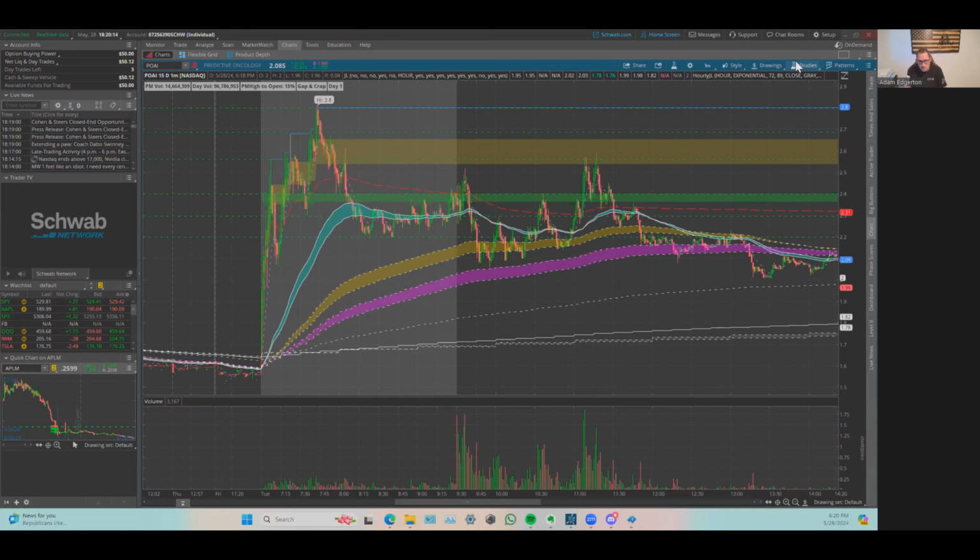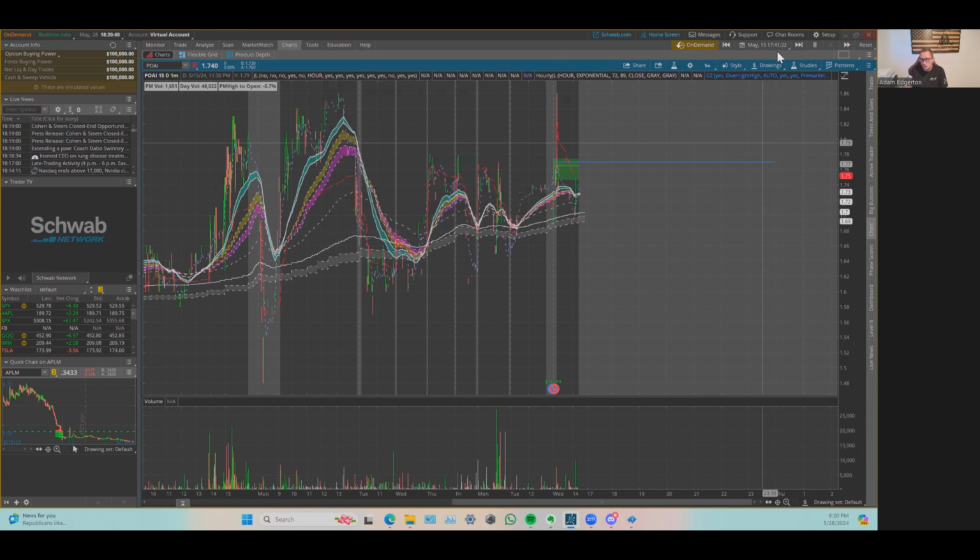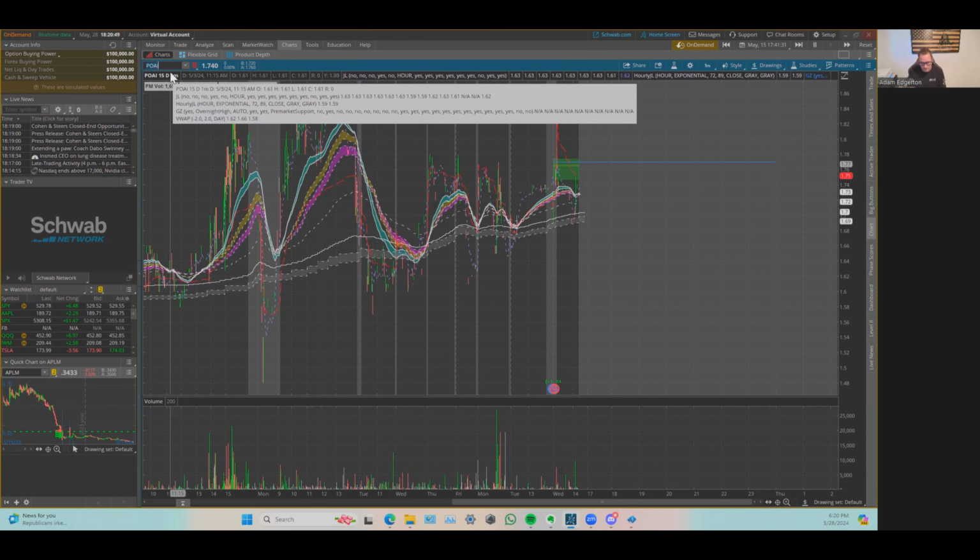So on the Thinkorswim platform, up in the top right hand corner, there's a feature called On Demand. All you're going to do is click On Demand. It's going to pop up this thing saying that it's simulated, whatever. All you need to know is what ticker or symbol the stock was. So I'm going to use one that my student gave me. NKGN, right?